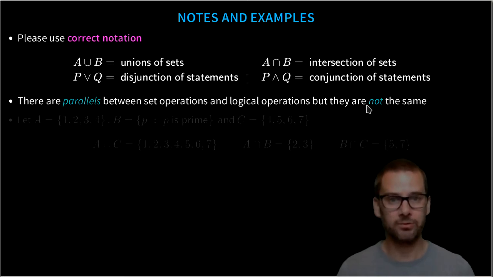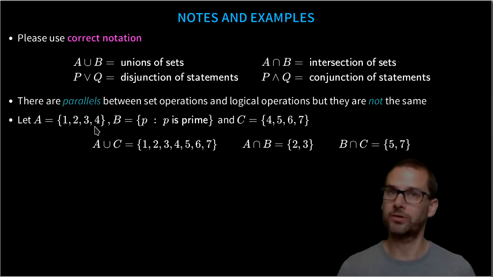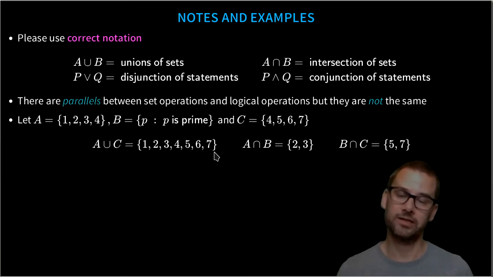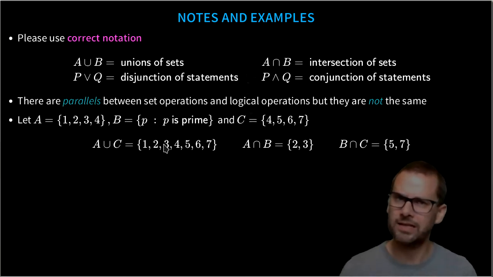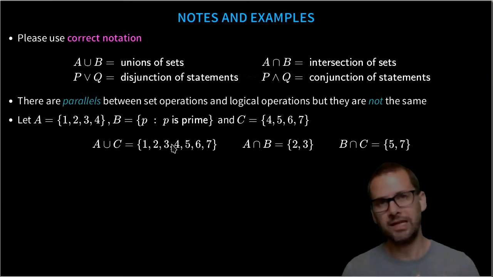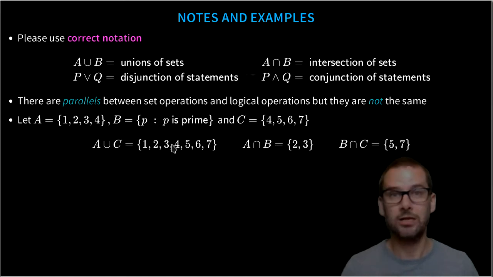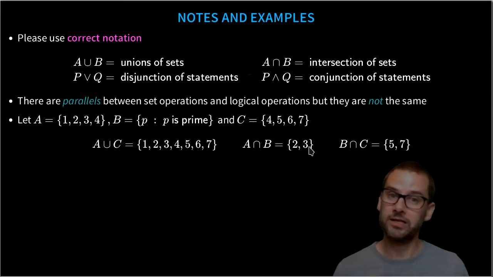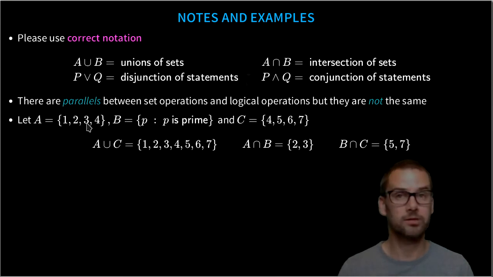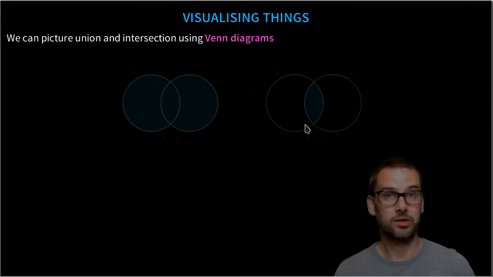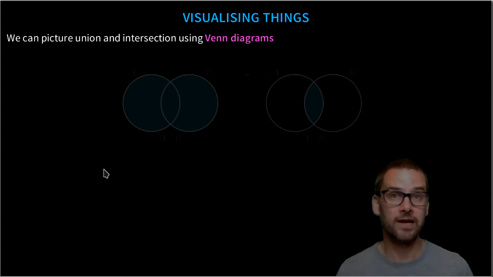So, a few examples here. If we take A to be 1, 2, 3, 4, B to be the set of prime numbers, C to be the set 4, 5, 6, 7, then the union of A and C is 1, 2, 3, 4, 5, 6, 7. And of course, even though 4 is in A and C, it doesn't appear twice here because a set only can tell us if an element is in there or not. There's no notion of multiplicity or order there. Now, the intersection of A and B is just the prime numbers that are in A, so just 2 and 3. And the intersection of B and C is just the prime numbers that are in C, so just 5 and 7.